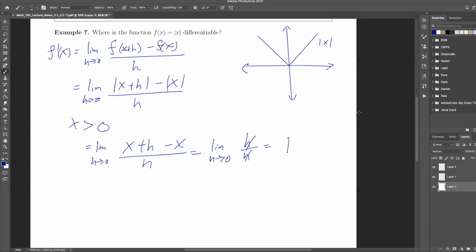Does that match what we have here? Yeah, remember here, the slope is 1 for any values of x greater than 0. So that makes sense not only numerically or analytically as we solve for it, but graphically.